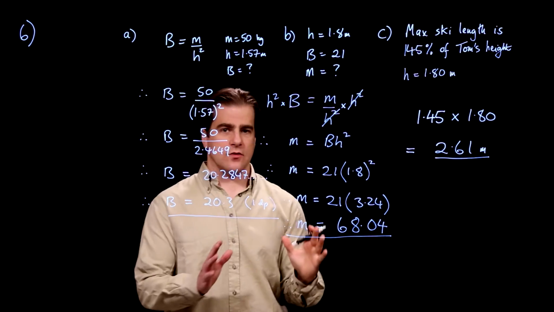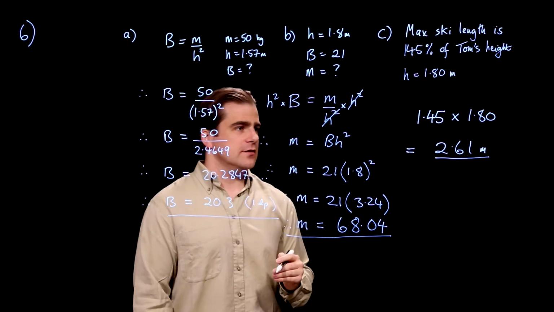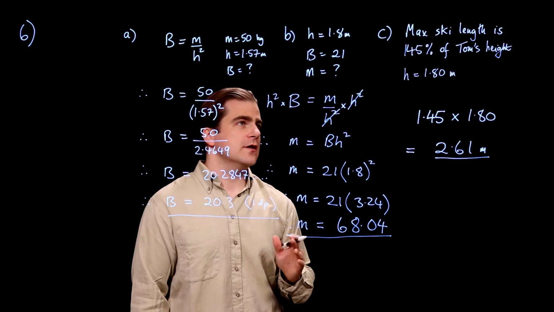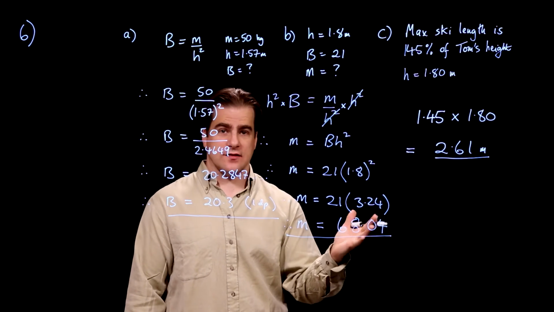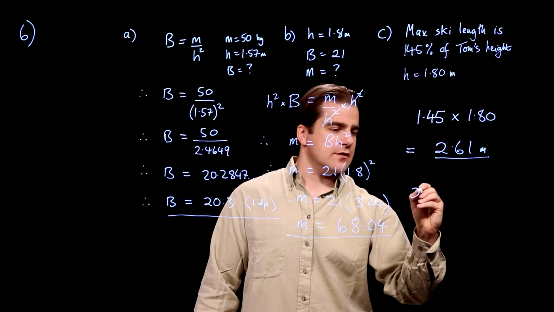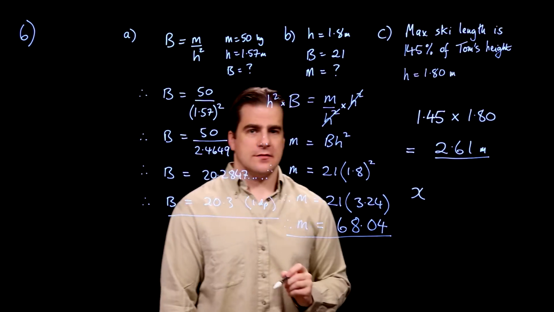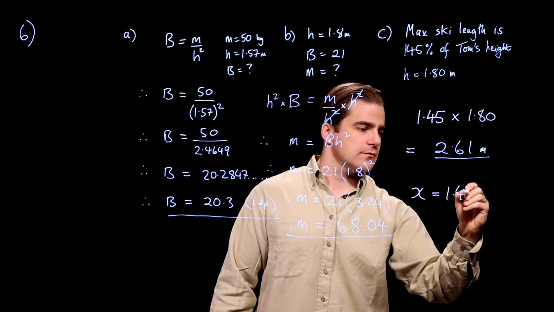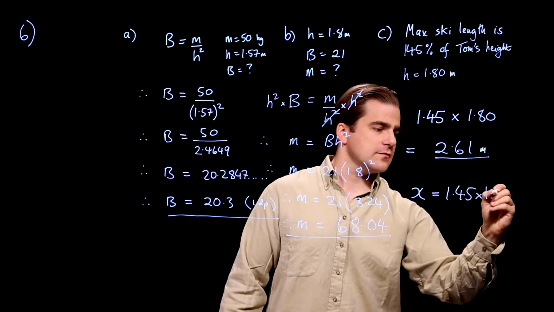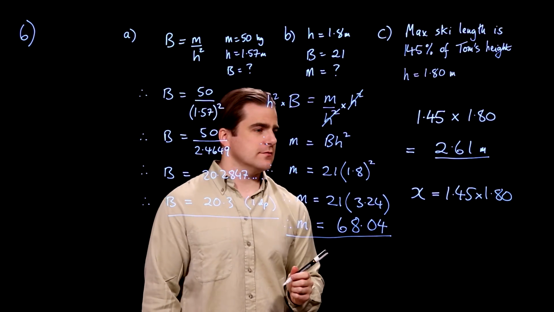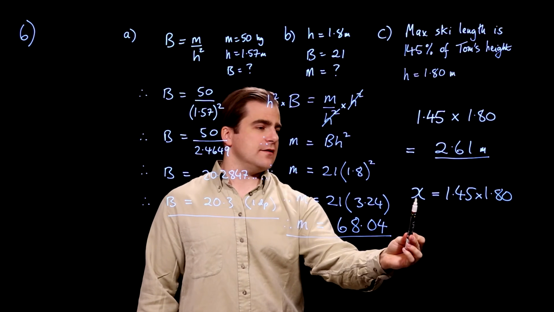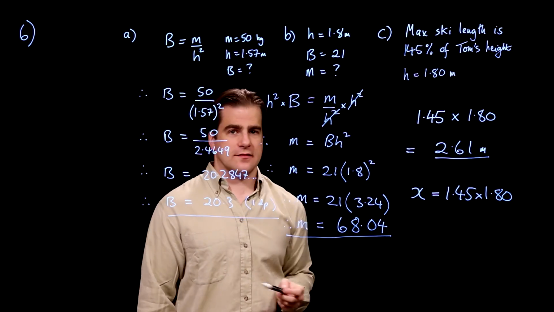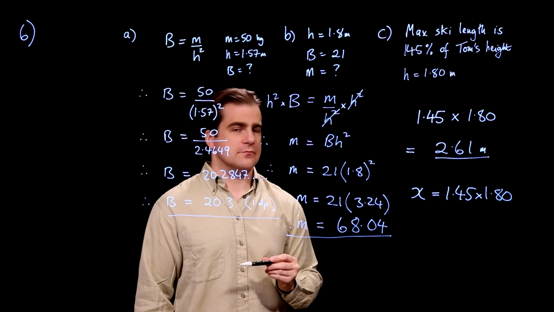If you want to write the whole thing as an equation and you don't want to just write the expression for the answer, then you can say his max ski length is x, because it's the unknown, it's the thing we're trying to find. So x equals 145% of his height. It's the same thing. Max ski length is 145% of his height, converting English into maths. Very important skill.